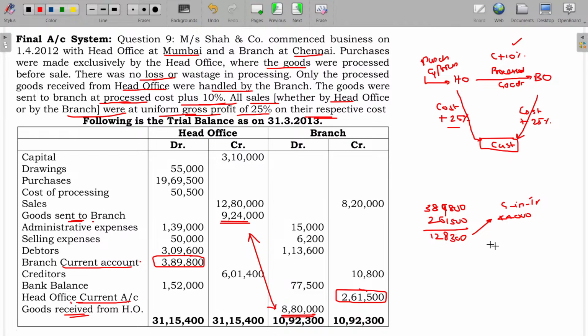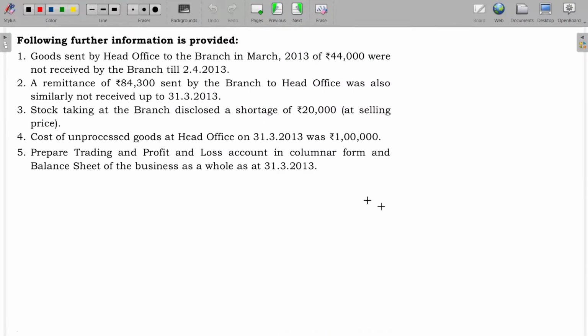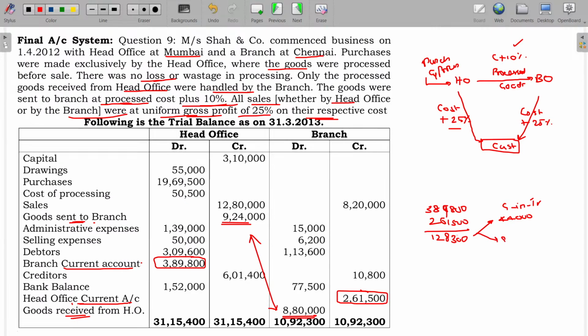And what about the remaining value? Maybe cash in transit and other transactions. Goods sent by the head office to the branch, 44,000, were not received by the branch. We guessed it already. Anyhow, we confirm by seeing the working note. Remittances of 84,300 sent by the branch to the head office were similarly not received. Then it is called cash in transit, 84,300.